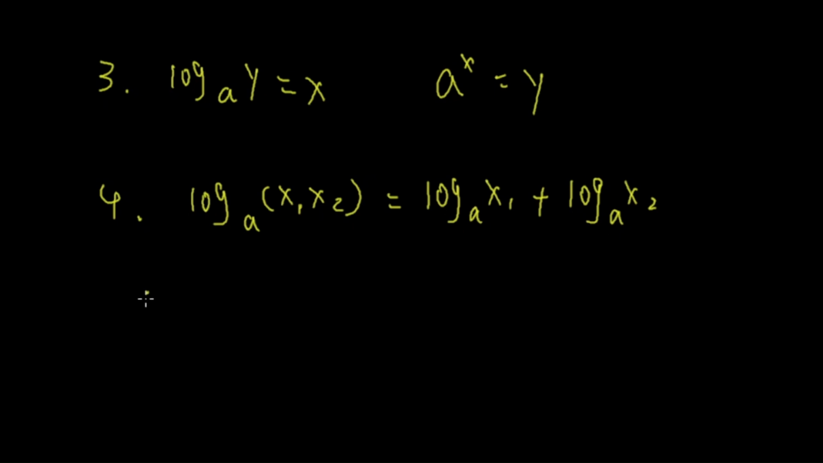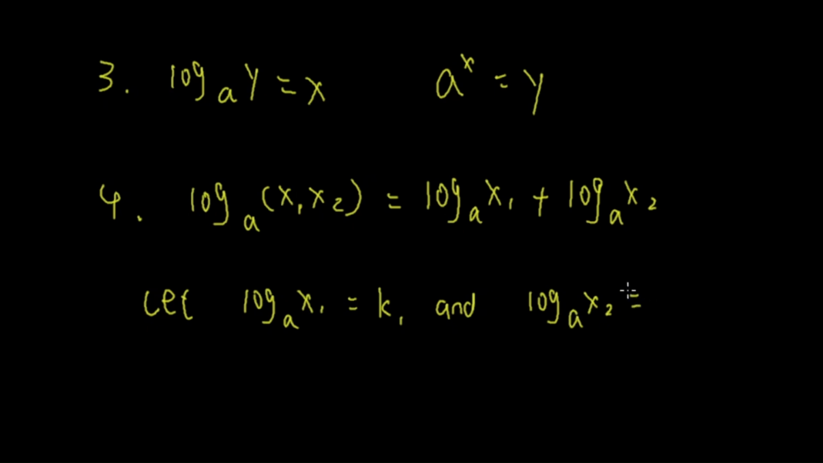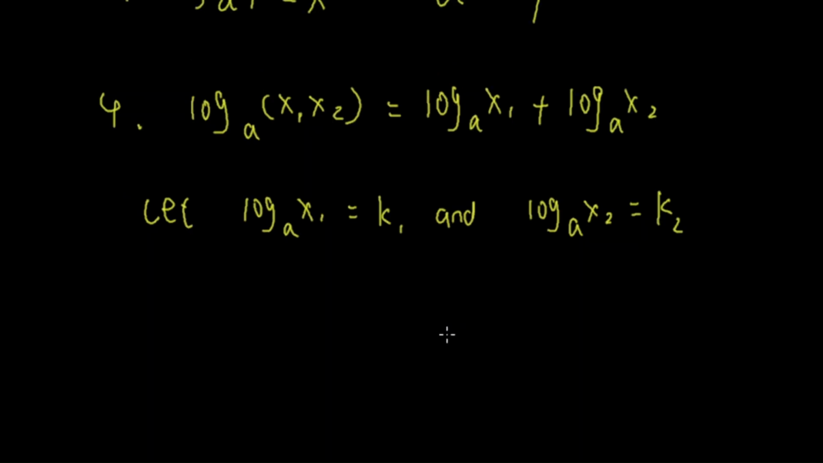Now, first of all, let log x sub 1 to the base a equal k sub 1 and log x sub 2 to the base a equal k sub 2. Okay. From here, we can say that a to the power of k sub 1 is equal to x sub 1, and a to the power of k sub 2 is equal to x sub 2.